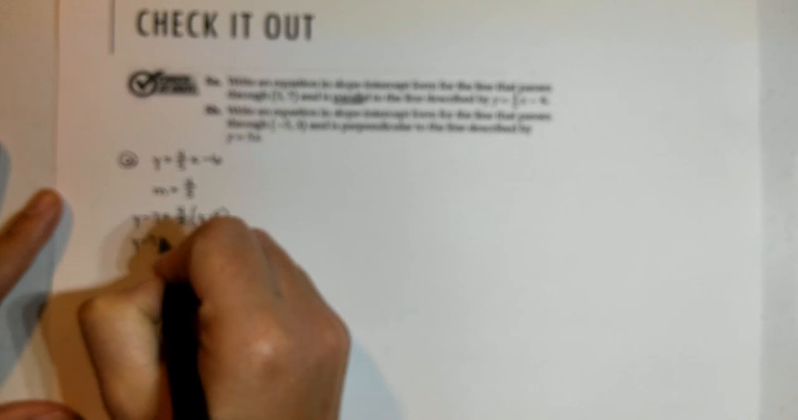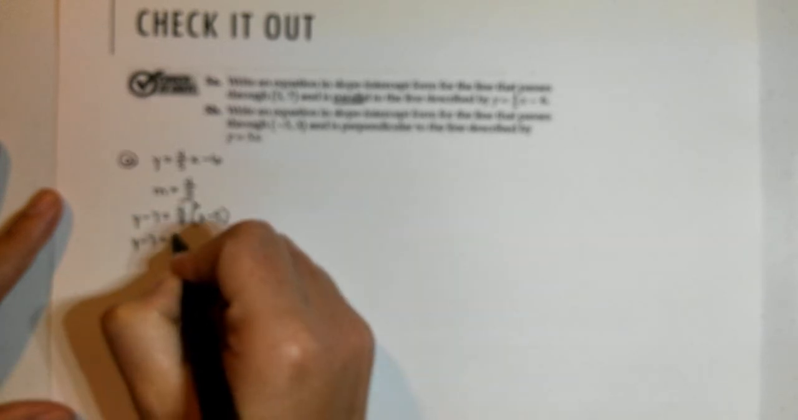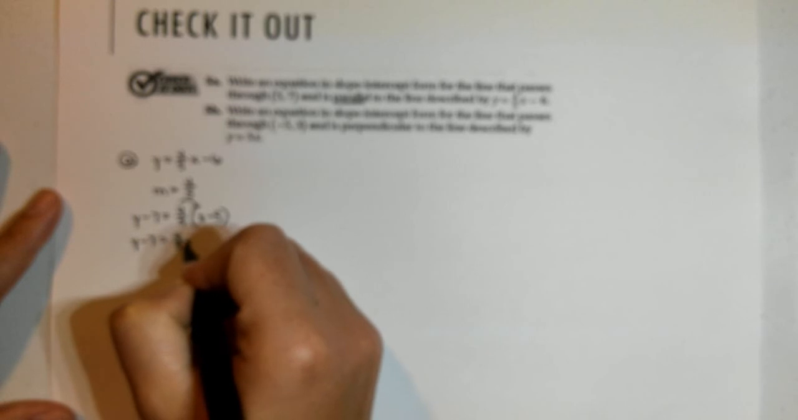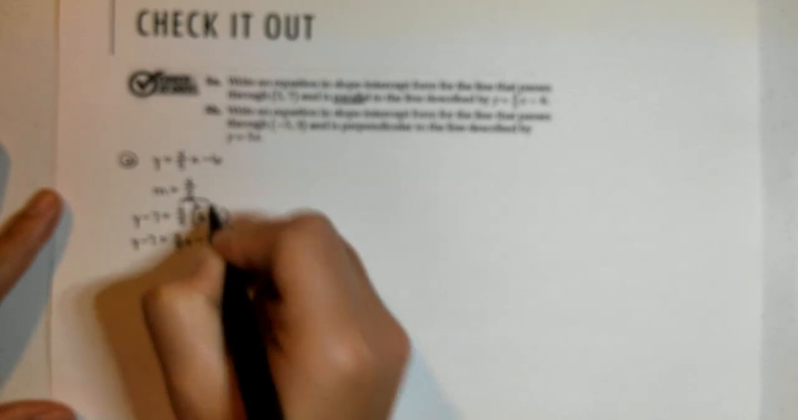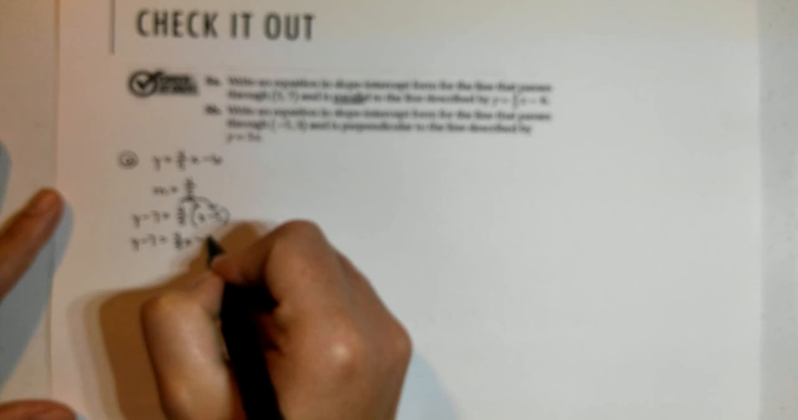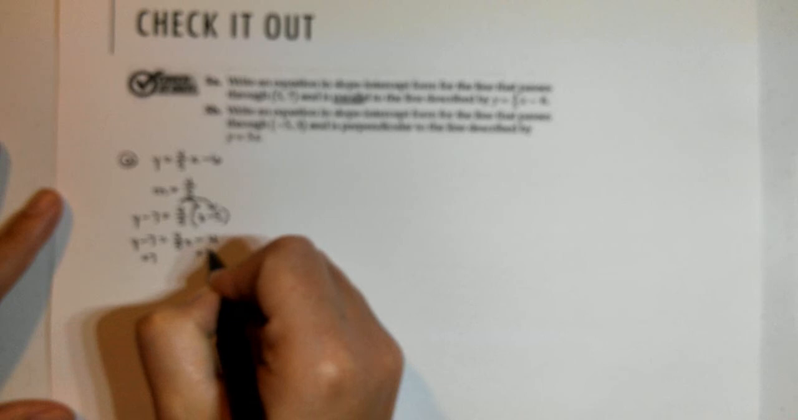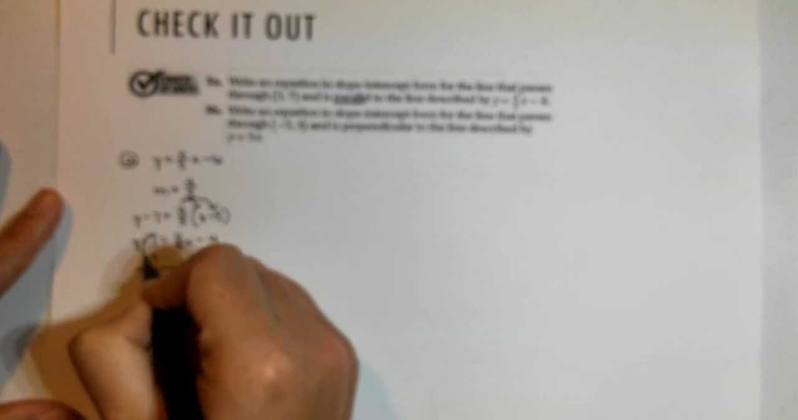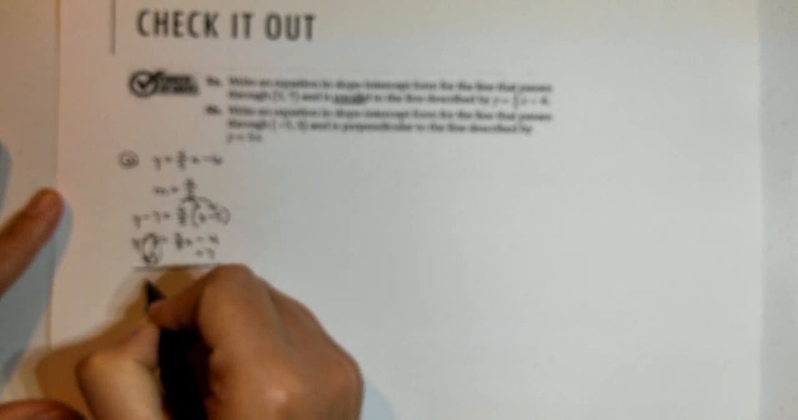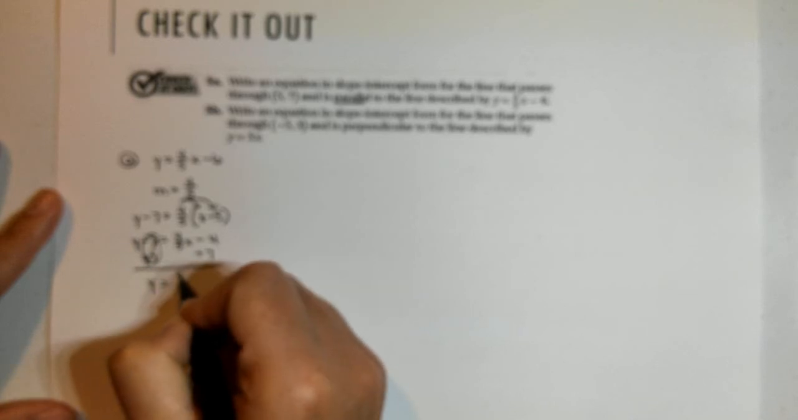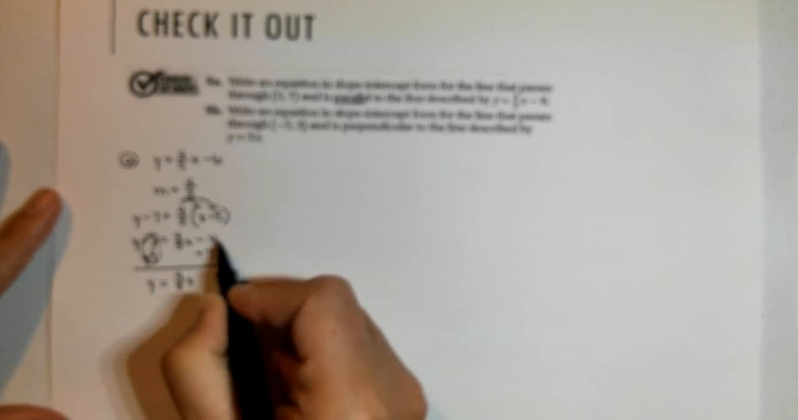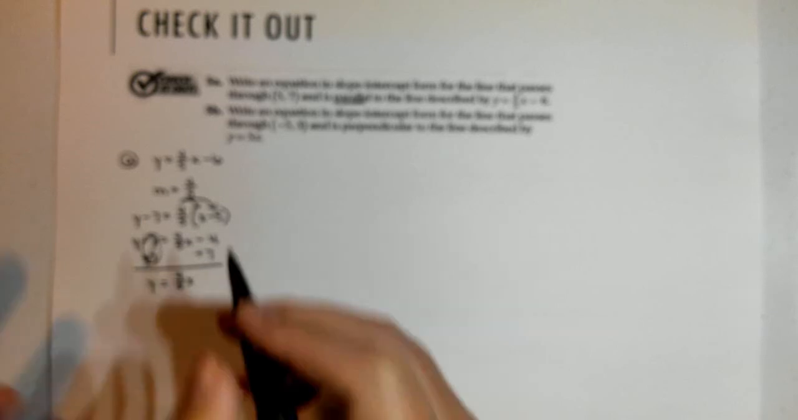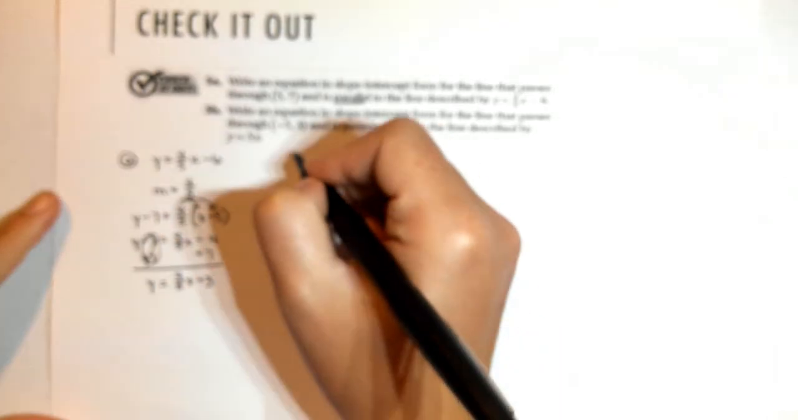I'm going to have y minus 7. I'm going to distribute. 4/5 times x is 4/5 x, minus 4/5 times 5, which will be 4. Then I'm going to add 7 to both sides. Plus 7 minus 7 gives me 0, so I'm left with y. And then I have 4/5 x minus 4, or negative 4, plus 7 will give me a positive 3. So my equation is y equals 4/5 x plus 3.